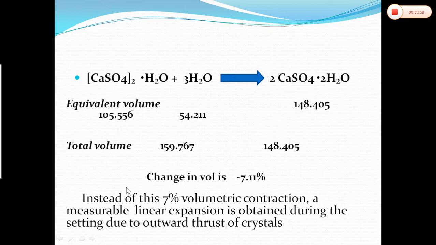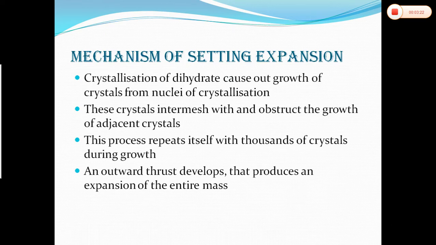The change in volume is minus 7.11%. But instead of this 7% volumetric contraction, instead of lessening the size, a measurable linear expansion is obtained during the setting due to outward thrust of crystals. So instead of contraction, there will be expansion of the set product. This is because of crystal growth.